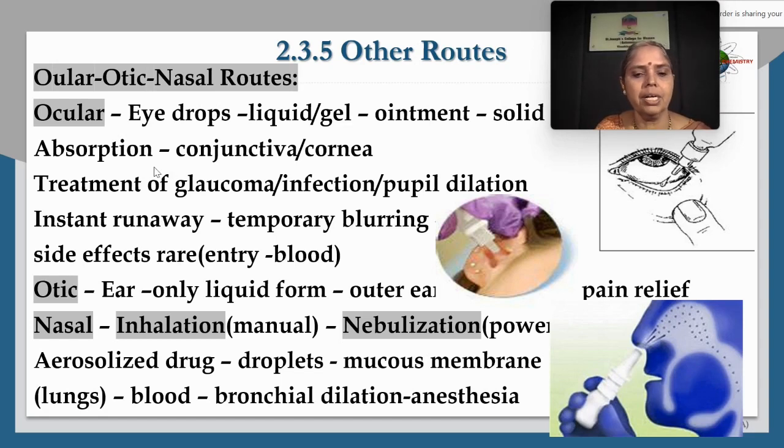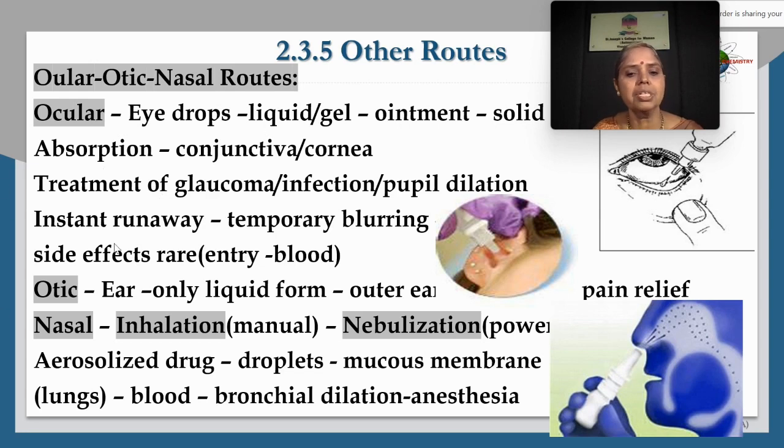And the absorption of the drug takes place through the conjunctiva or the cornea of the eye. This route is adopted for treatment of eye infections and for pupil dilation. Supposing you are having some problem with your vision, you are getting frequent headaches, or you are not able to see the blackboard from a distance, then you approach an eye specialist. The ophthalmologist will have to dilate your pupil, in which case he will put some drops in the eye, and it will dilate the pupil such that he will be able to see clearly behind whatever is there. So for treatment of glaucoma, infection, and pupil dilation, drugs are introduced directly into the eye.